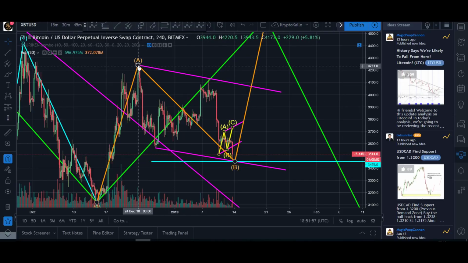And why is that target there? Because this is the orange B wave, and you can divide this into three waves, which this is A, that's B, and that's the C. And if we make a one-to-one extension for this C relative to this A, the target is exactly there.